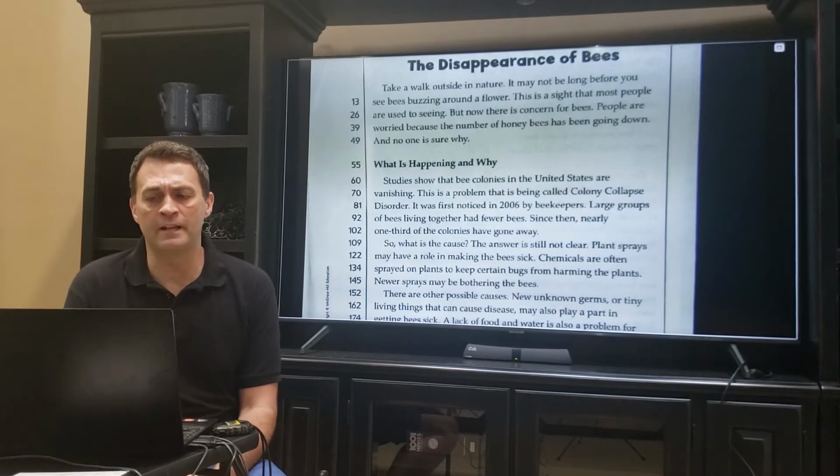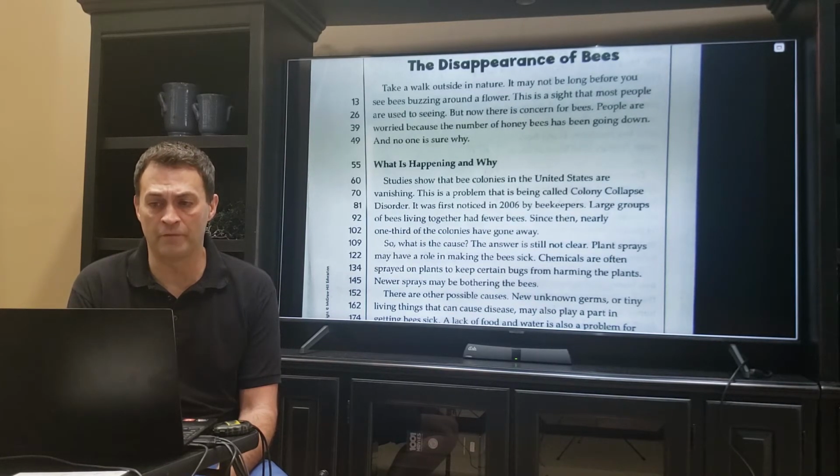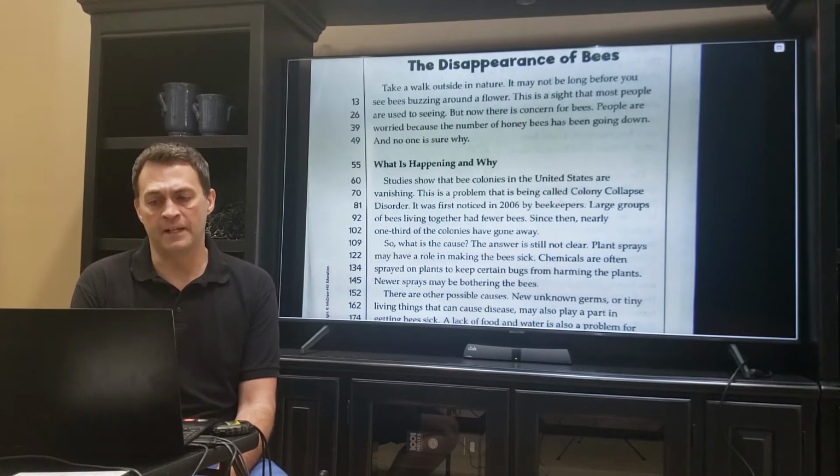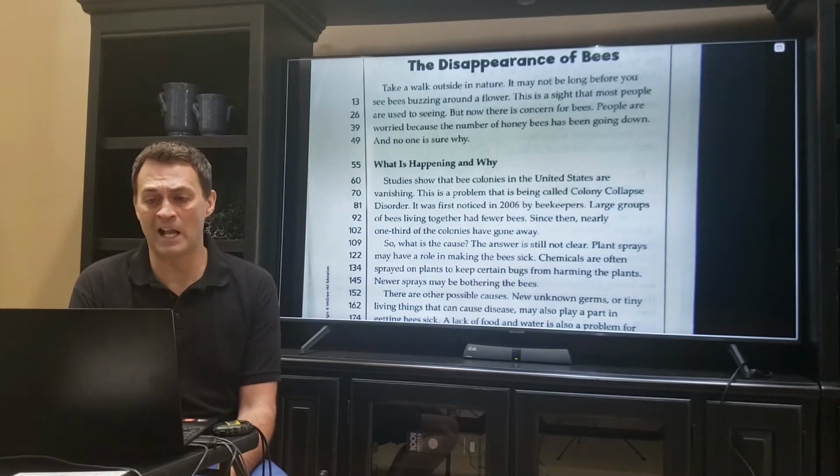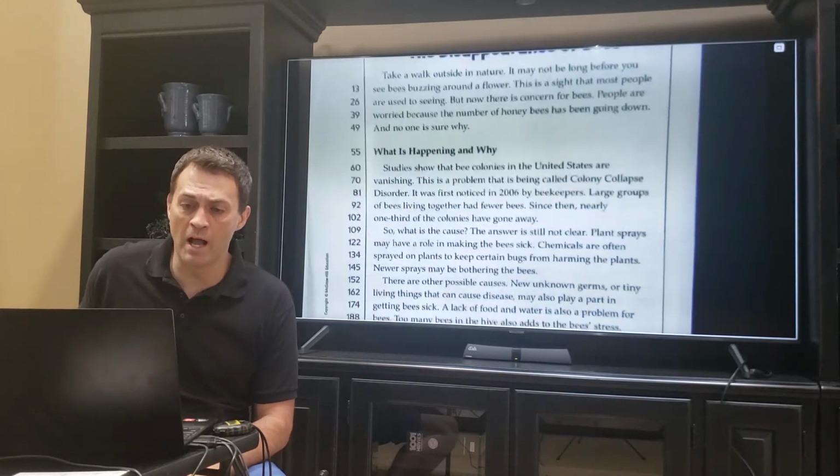Take a walk outside in nature. It may not be long before you see bees buzzing around a flower. This is a sight that most people are used to seeing. But now there is concern for bees. People are worried because the number of honeybees has been going down, and no one is sure why. What is happening and why?